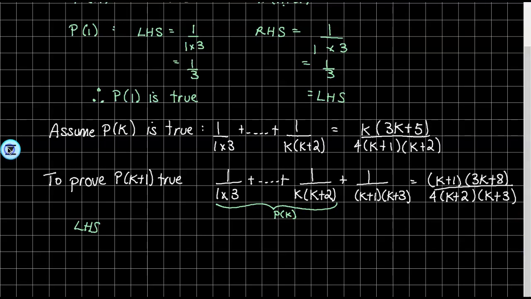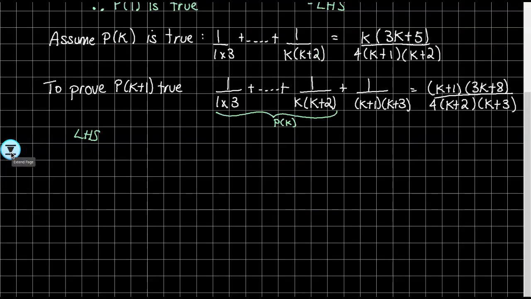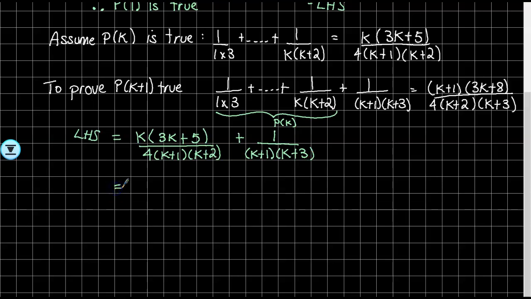Okay, so therefore, we can now say my left-hand side, all of this is in fact P(k), which is k(3k plus 5) all over 4(k plus 1)(k plus 2). Again, just copying. And we must include our (k plus 1)th term, so all over (k plus 1)(k plus 3). So up until this point, very little maths has gone on. It is at this point where we want to rock a little bit of maths.